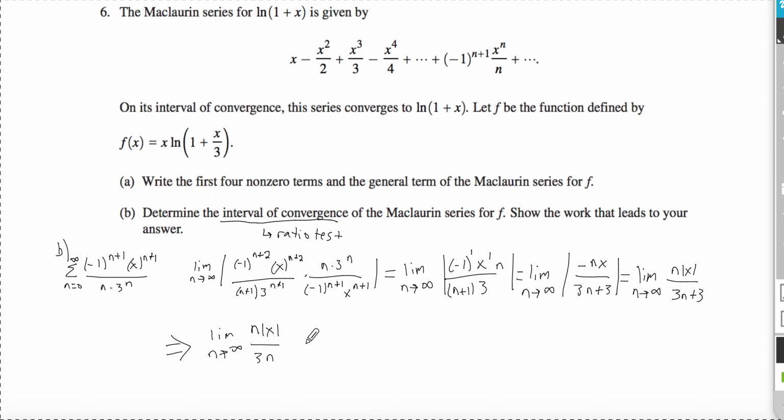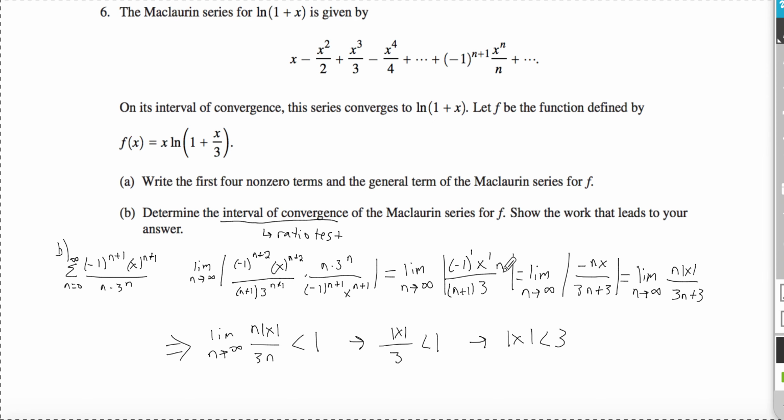So what does this mean? For the ratio test to give us something that converges, this limit has to be less than 1, right? Okay? As n approaches infinity, n and n, those will have the same power, so those will be equal to each other and essentially divide away, and we'll be left with the absolute value of x over 3 has to be less than 1. So what does that mean for us? That means the absolute value of x has to be less than 3.